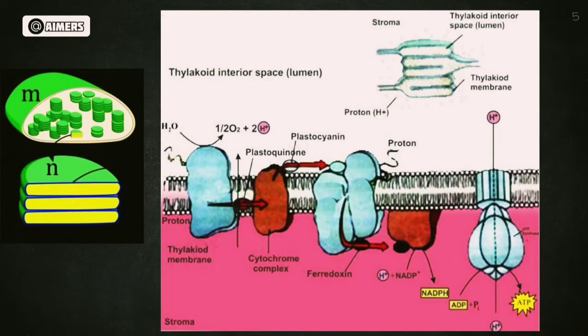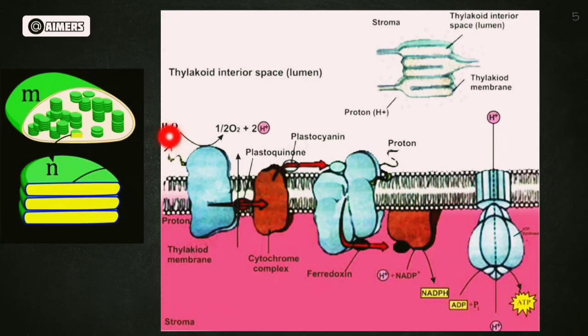Now, this is the diagram which has been mentioned in your book. This is somewhat complex. You can just make it simple by making the boxes over here, as I told you in the previous diagram. Okay. So you see that this white portion is the thylakoid interior space or lumen. Then comes the thylakoid membrane. You see the structure is exactly the same as that of the cell membrane. And this pink portion is stroma.